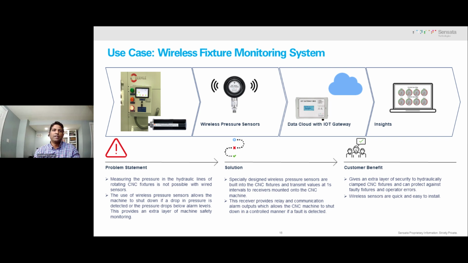It also reduced the product loss through the movement of the workpiece, or loose workpiece when that happens, and enhanced the system's safety. And it also protected against any sort of operator error, right? For example, starting a cutting cycle without first applying the correct hydraulic pressure. So the Sensata product prevented that from happening.